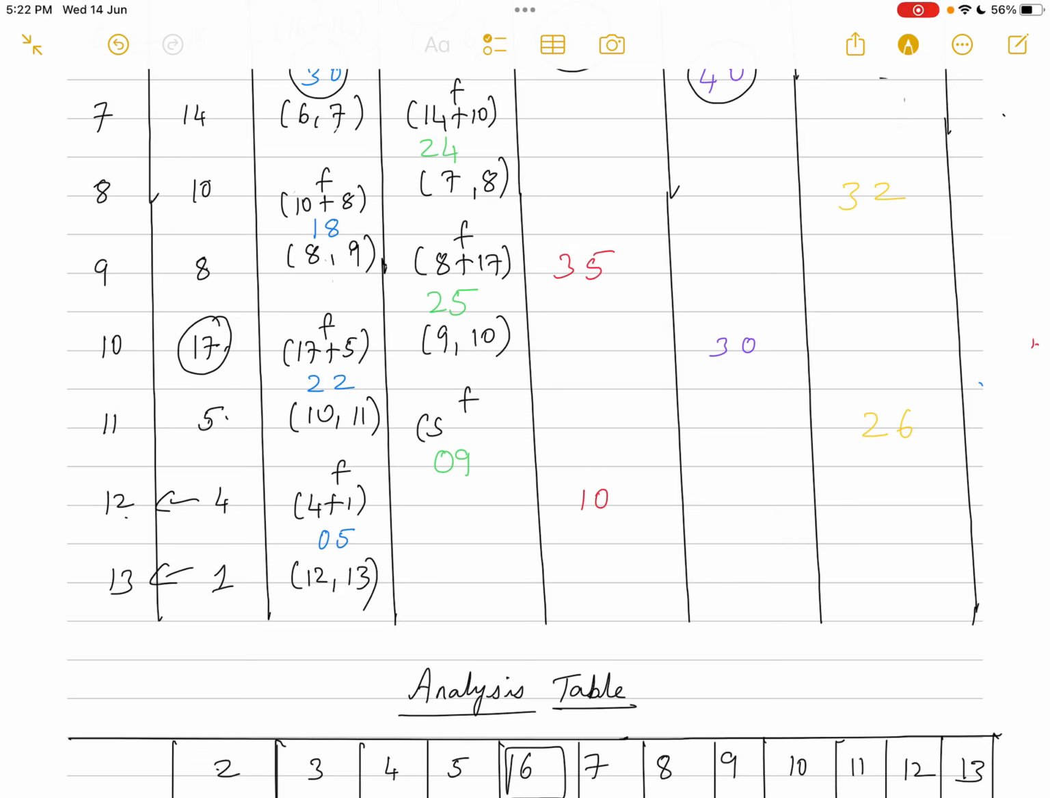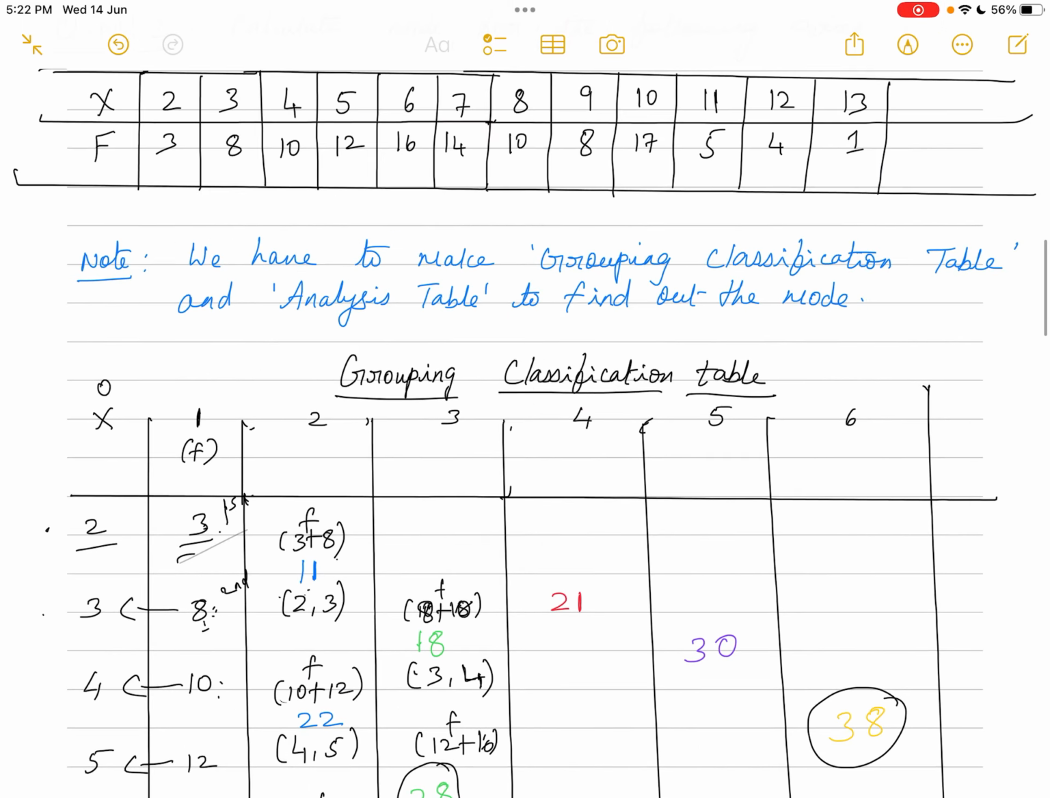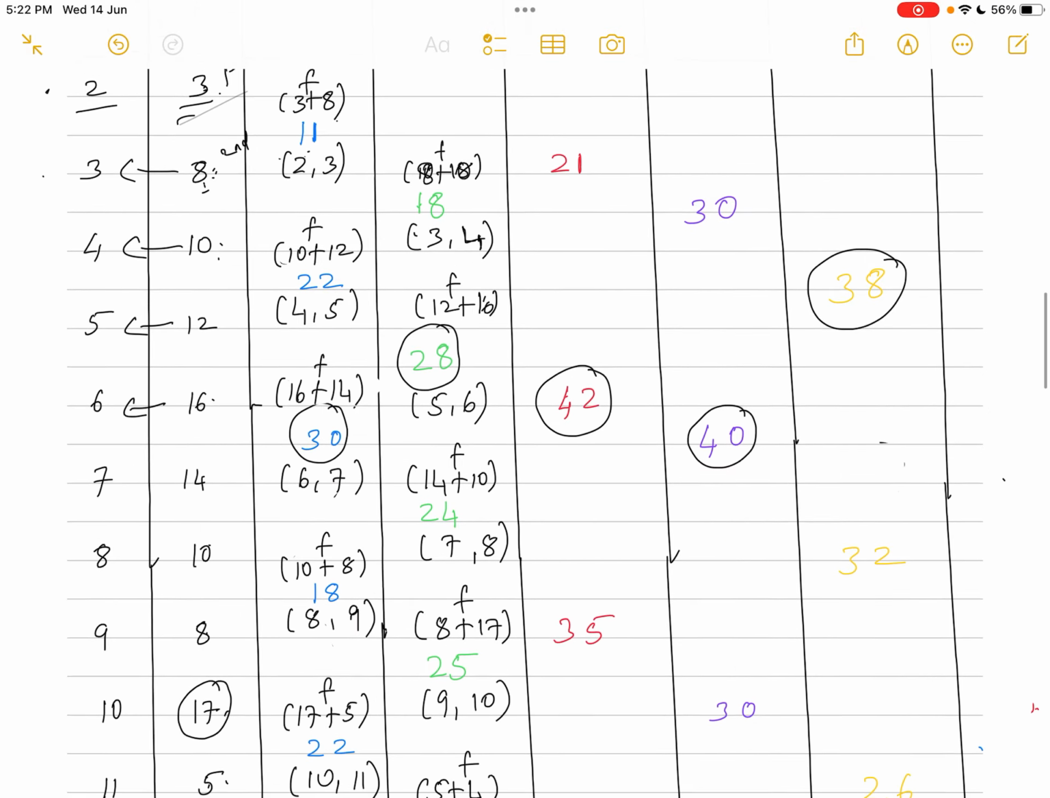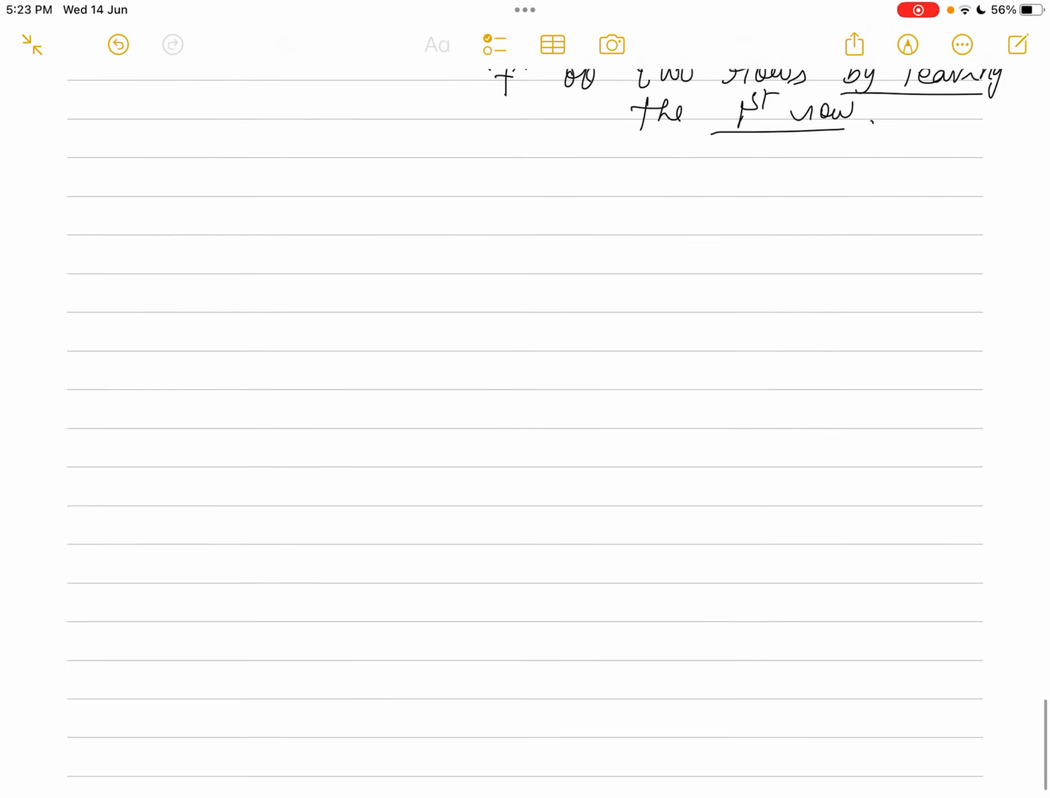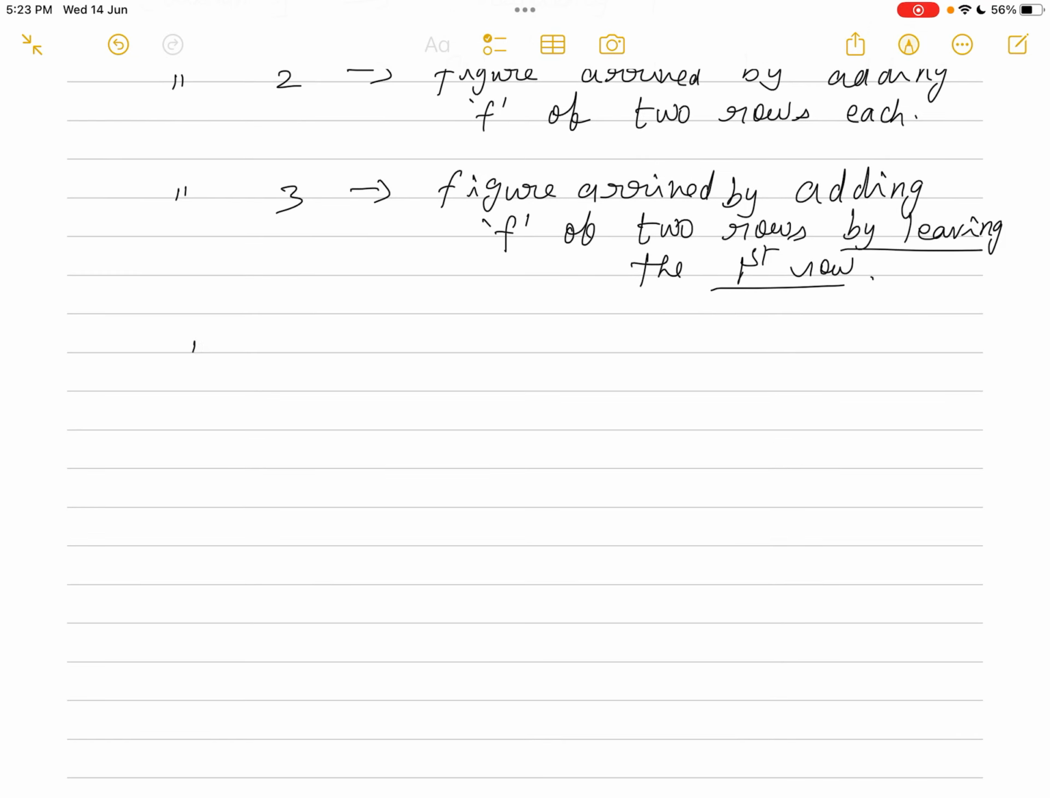Okay. And then the next one, the frequency 5 and 4. So 5 plus 4, we are getting 9. And corresponding to 5, it is 11, and corresponding to 4, it is 12. So this is column 3. Okay. Now what is column 4?